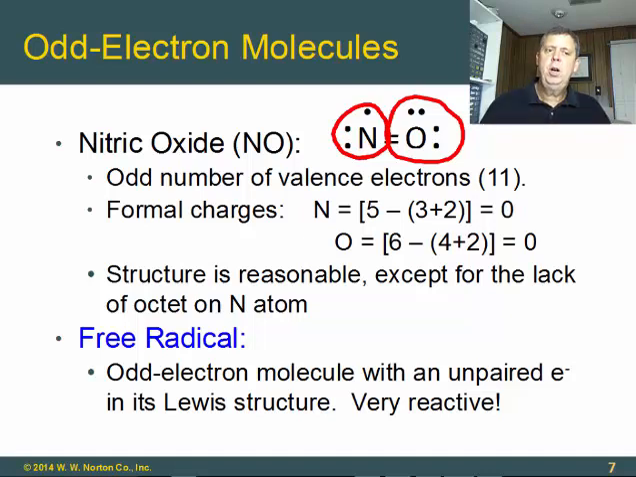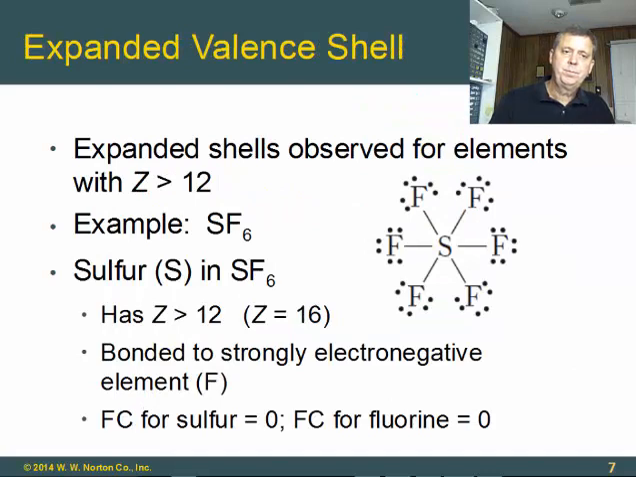And so that's what free radicals are: atoms or molecules with an odd number of electrons, and they can be very, very reactive because even though they have formal charges of 0, they like to get to an octet if they can. So they're stable to a point.